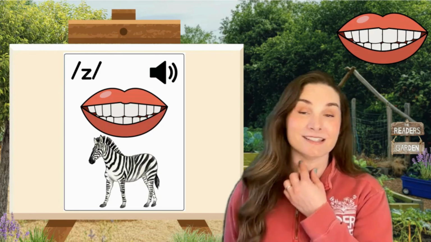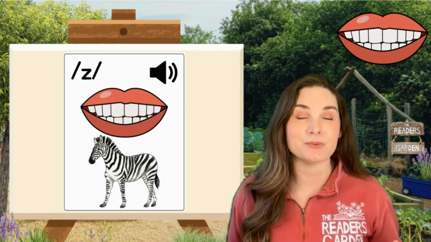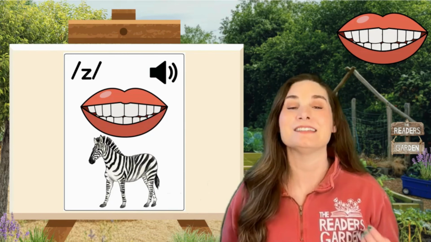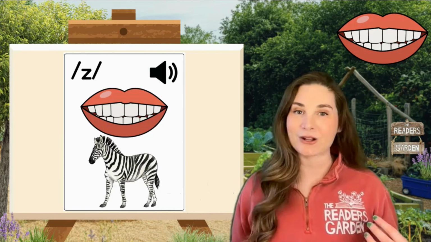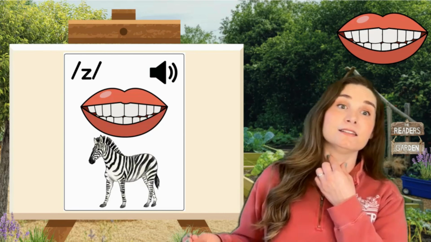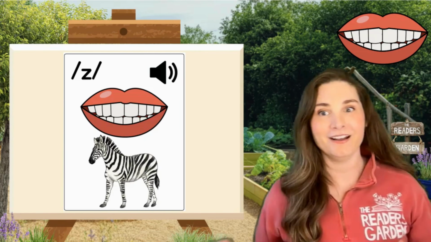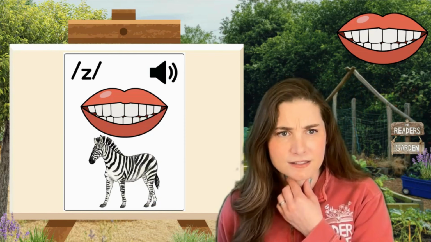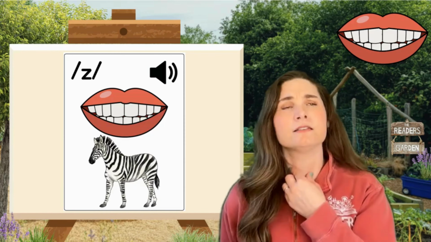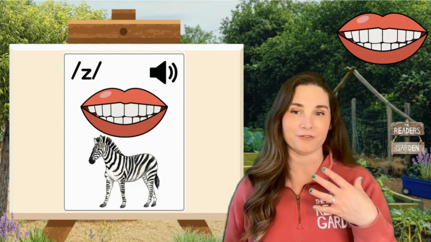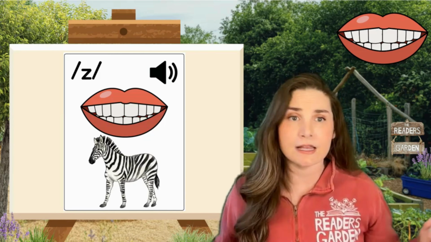The Z sound is continuous, which means what? It can be stretched. We can say the Z sound for as long as we have air. Zzz. And then I ran out of air. But you could go for as long as you have air. All right, let's try. Zzz, zzz, zzz. I feel like I have a kazoo in my throat. All right, that was very zesty.